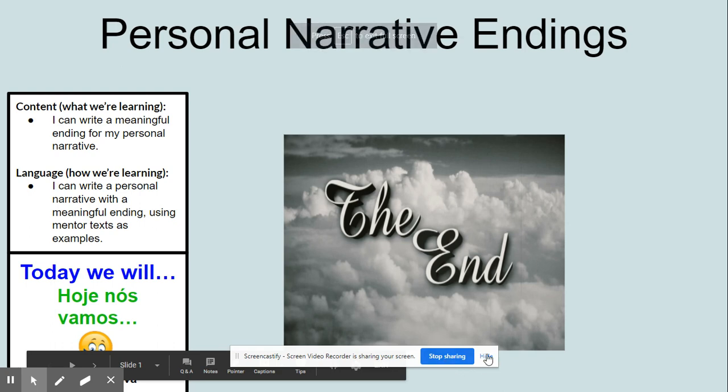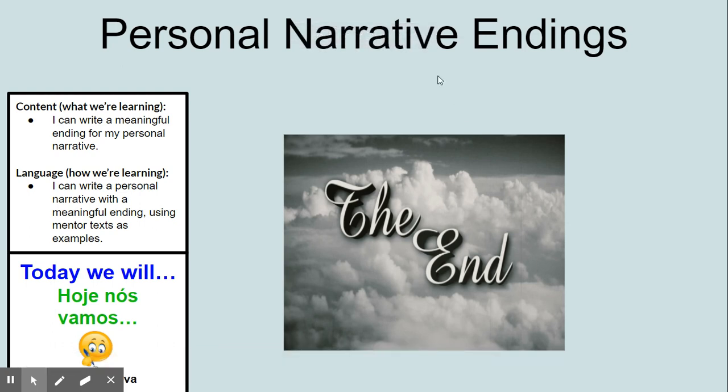Writers, today for our mini lesson, we are going to work on writing endings for our personal narratives. Our content objective, what we're going to learn, is that we can write meaningful endings for our personal narratives. And our language objective, how we're going to get there, is by writing a personal narrative with a meaningful ending, and we'll use mentor texts as examples. So today we are writing.